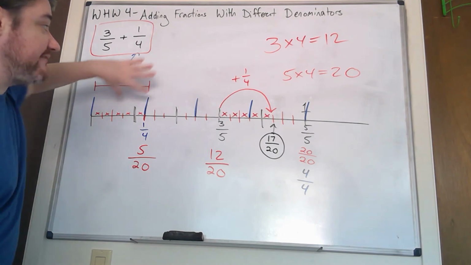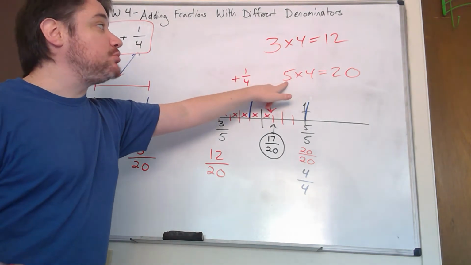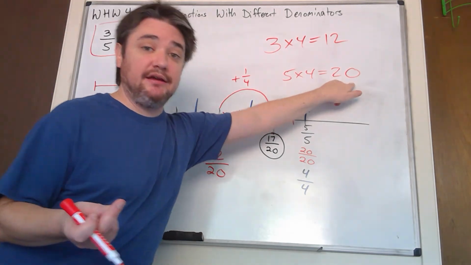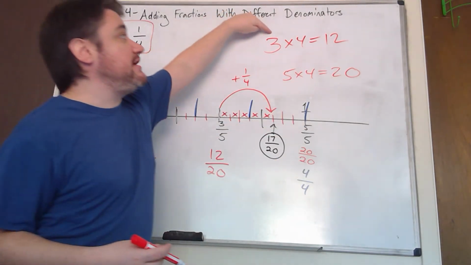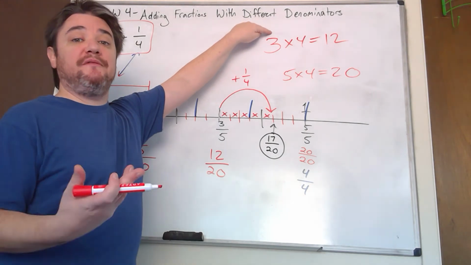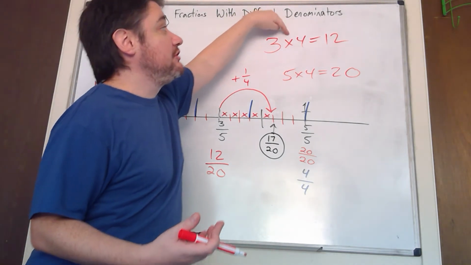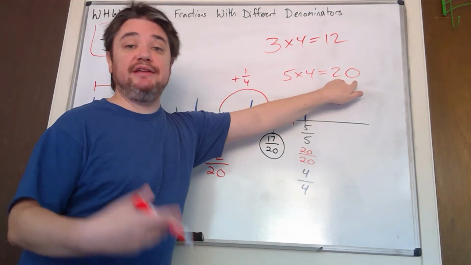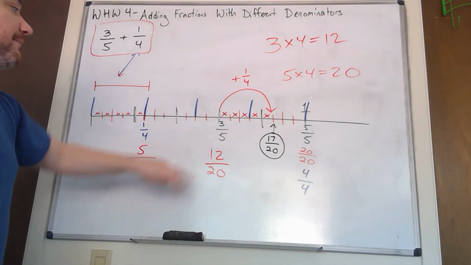Take your 5 original black segments, split each one into 4 smaller segments, so you have 5 groups of 4, which is 20. As you did that, the 3 shaded segments each became a group of 4. So you've got 3 shaded groups of 4, which is 12 shaded small segments, out of your 20 total small segments. There we go. Okay.